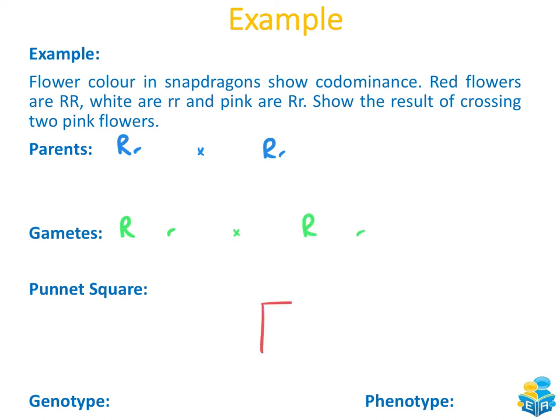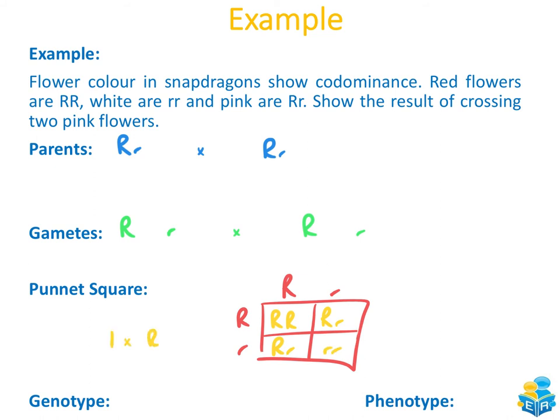So we'll form our Punnett square, 2x2 table, and we just fill in the blanks. So we have a capital R, capital R, capital R, small r, capital R, small r, and two small rs. So we have one, two capital Rs, two of a capital R and a small r, and one, two small rs. So what does that mean for our phenotype?